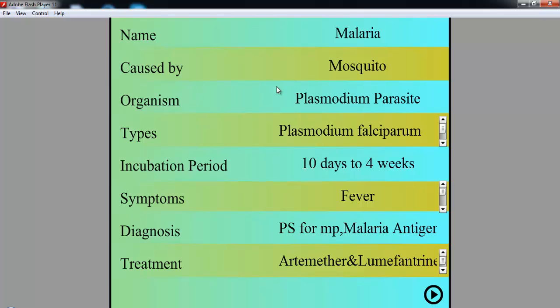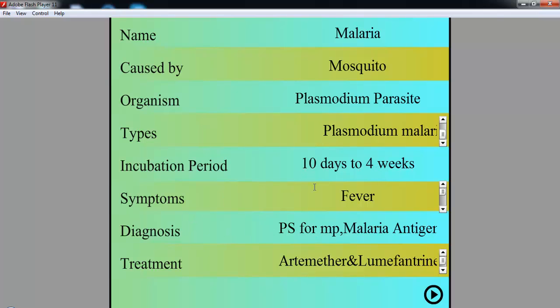Malaria is caused by mosquito. The organism responsible for malaria is a parasite called plasmodium parasite. There are specifically four types of malaria: plasmodium falciparum, plasmodium vivax, plasmodium ovale and plasmodium malariae. The incubation period of malaria is from 10 days to 4 weeks.